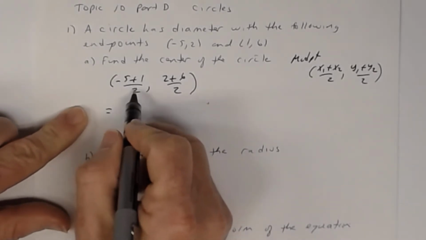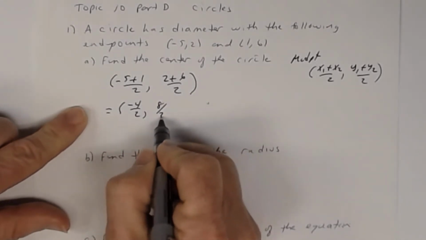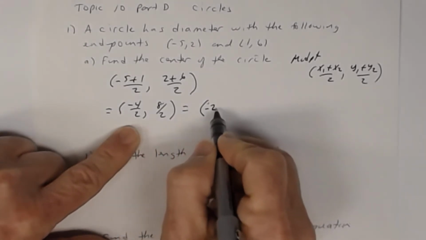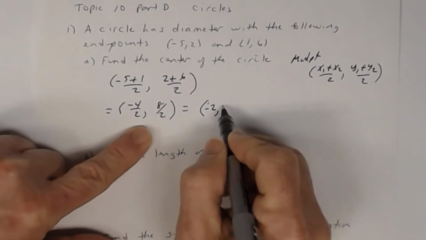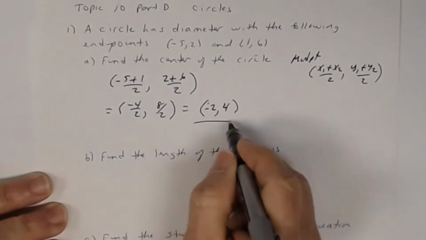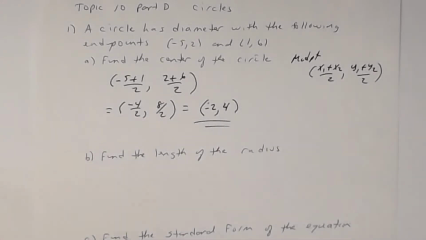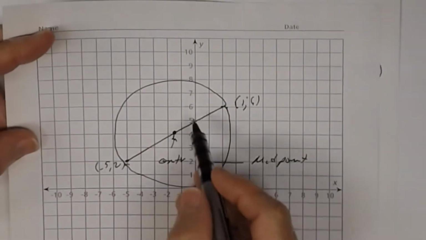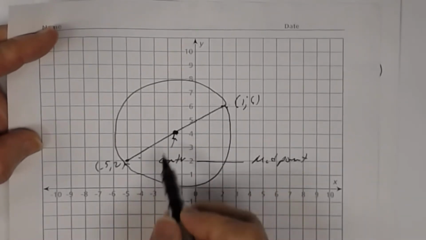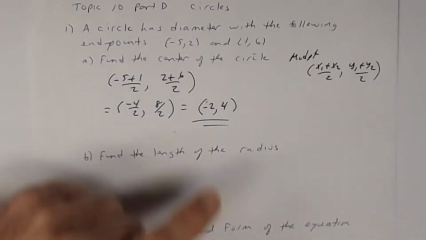So negative 5 plus 1 is negative 4, divided by 2. 2 plus 6 is 8, divided by 2. Negative 4 divided by 2 is negative 2, and 8 divided by 2 is 4. So that's your midpoint. There's the work, there's the answer. The important thing was for you to see that the midpoint of the diameter is the center.